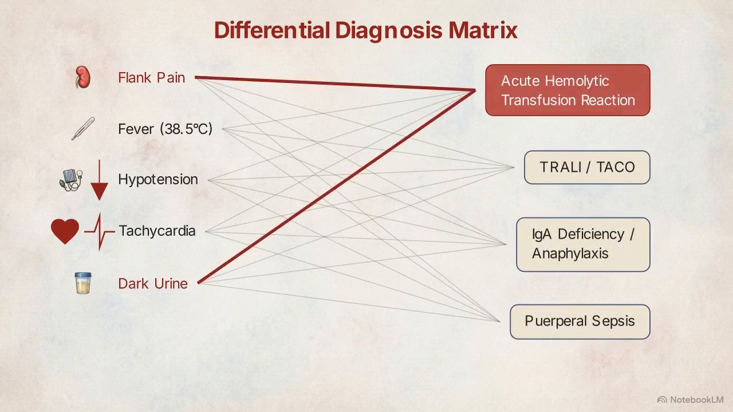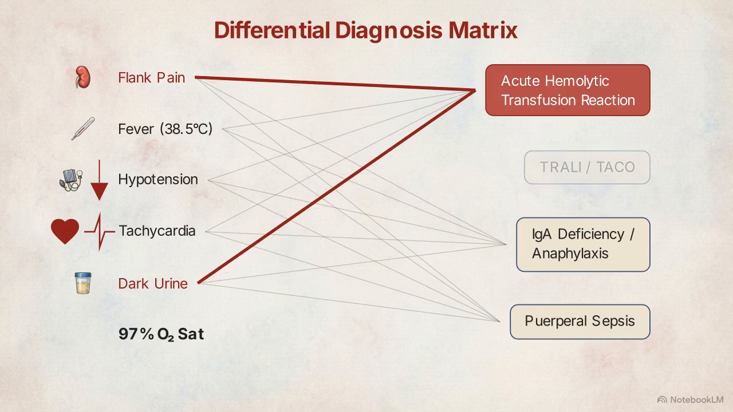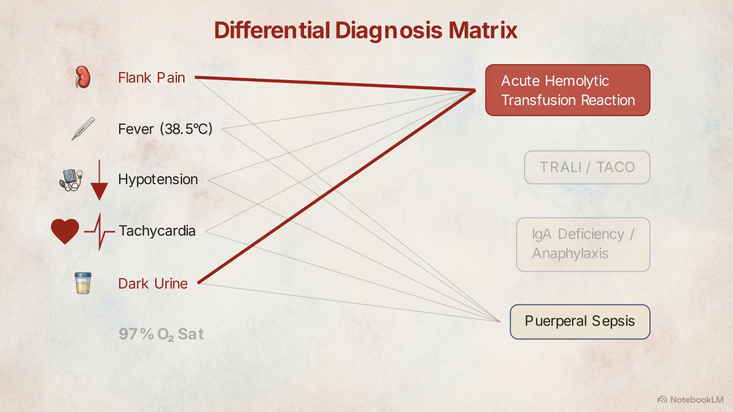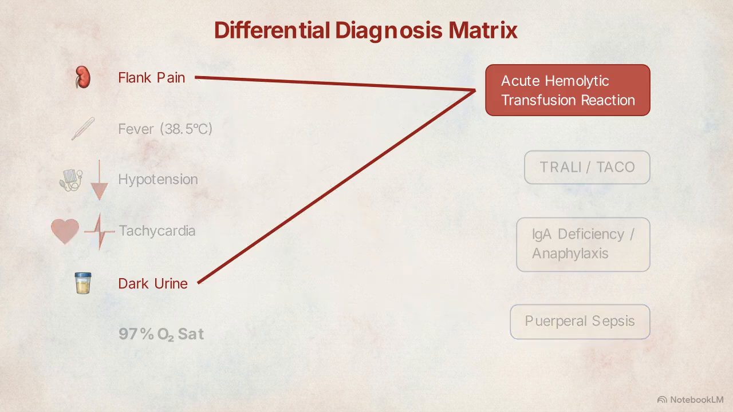This matrix maps her presentation. Hemoglobinuria with flank pain points to an acute hemolytic transfusion reaction. Her normal oxygen saturation strictly eliminates TRALI and TACO. No urticaria rules out IgA deficiency. The rapid onset and lack of surgical infection remove puerperal sepsis.